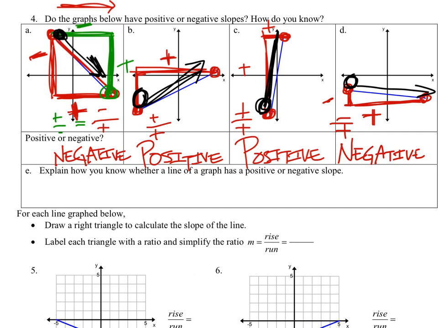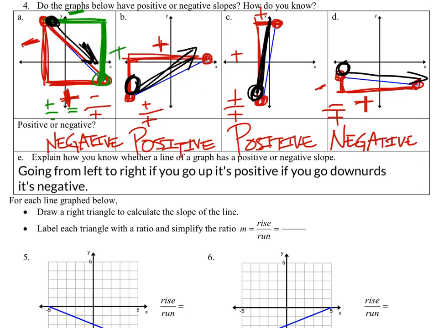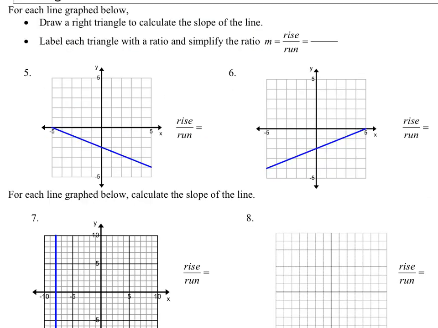Okay. Well, if the rise is, if it's going, oh dang it. It's going to take a lot of writing. All right, so what we did right there with drawing the steps, it's a right triangle, and that's what this next part is doing. For each line graph below, draw a right triangle to calculate the slope of the line.